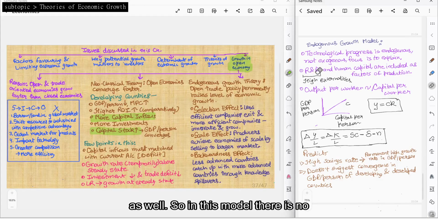So, in this model, there is no such thing as diminishing marginal returns with respect to capital. Here, the GDP per person is directly proportional to capital per person. So, let's say this is the graph between GDP per person and capital per person. The relationship would be a straight line with slope which we measure by a variable C. So, the GDP per person can also be expressed by this equation Y equals CK, where Y is the GDP per person and K is the capital per person.